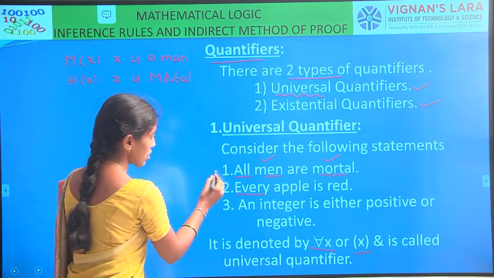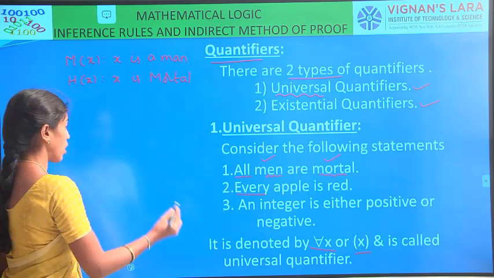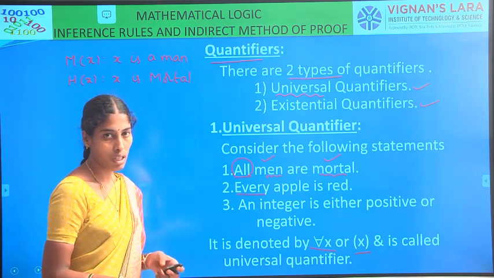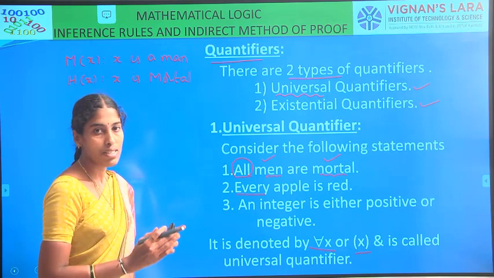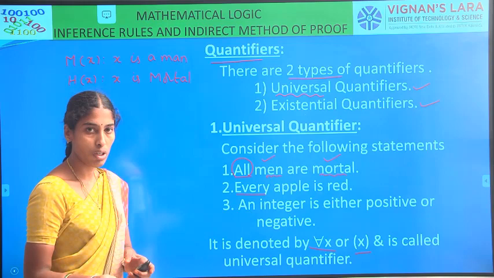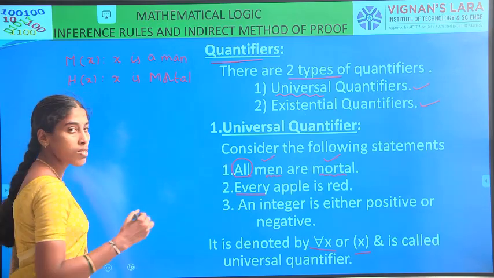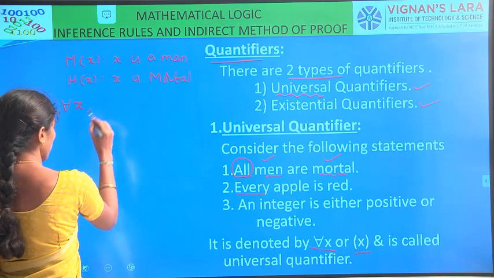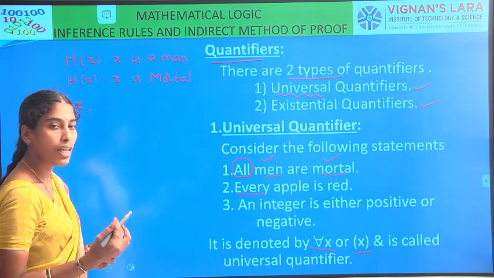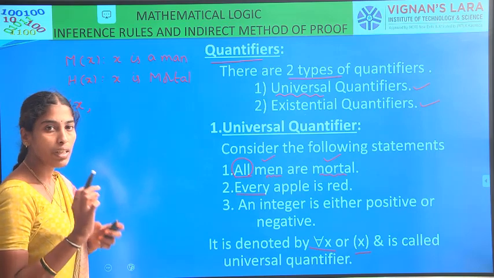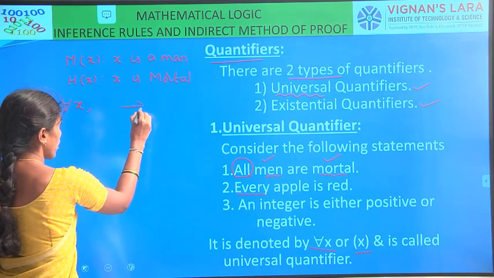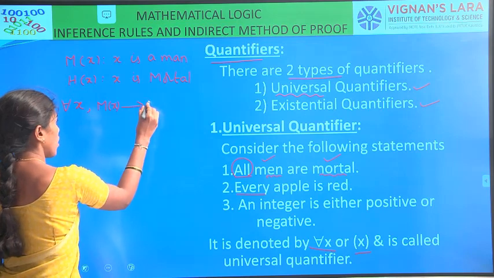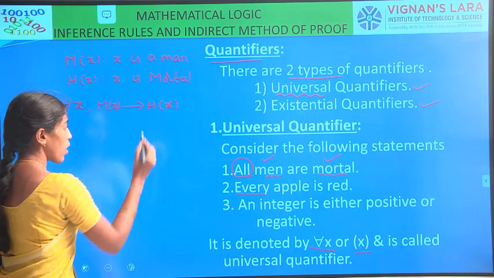To represent this first sentence, all men are mortal, because all is there, whenever we consider one man, he is mortal. The meaning is, if a man is there, he is mortal, right? So the statement is valid for each one, and we represent it by for all x. If a man is there, then he is mortal. We use if then, and if then means conditional. So m of x, conditional h of x.